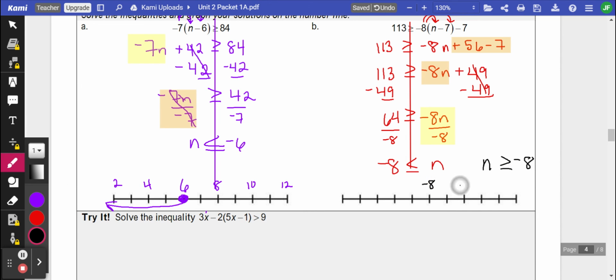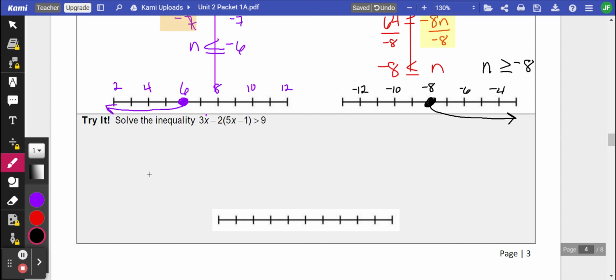So I'm going to do -8, -6, -4, -10, and -12. We do have a closed dot because it has an equal to sign. Okay, it's greater than or equal to. And then now that the variable is first, it's easy to see that we are going to shade that to the right. Go ahead and hit pause, try this problem, and then come back to check your work and your solution.